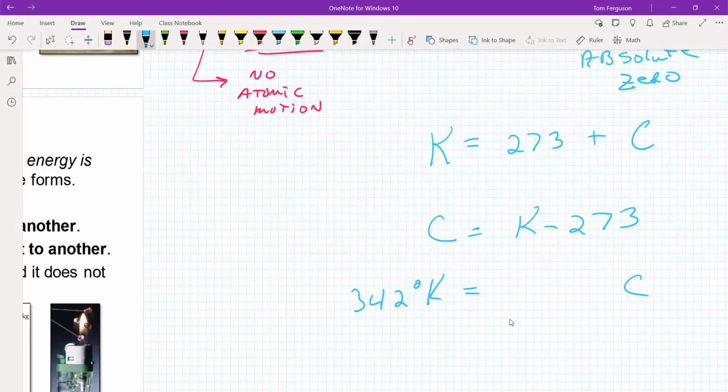So how would I do that problem? 342 degrees Kelvin is equal to how many degrees Celsius? Pre-calc math is required to do this problem. Because 69 plus 273 is 342. So you'll have a couple problems like this on the tests. And I want you all to say, thank you, Ferguson. This is an easy one.